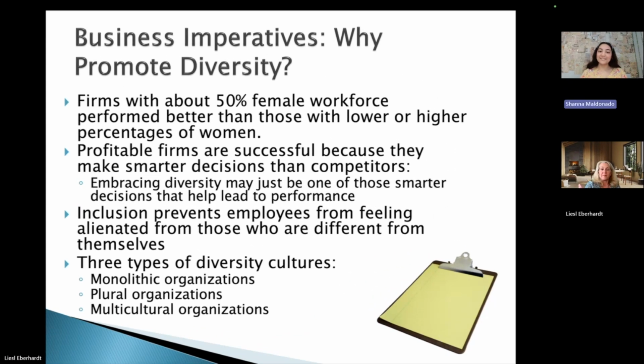And so, business imperatives: why promote diversity? Setting legal requirements aside, there is a genuine business case here. Firms with a roughly 50% female workforce have outperformed firms with either lower or higher percentages of women. Profitable firms tend to succeed because they make smarter decisions than competitors, and embracing diversity may be part of what makes those decisions smarter.